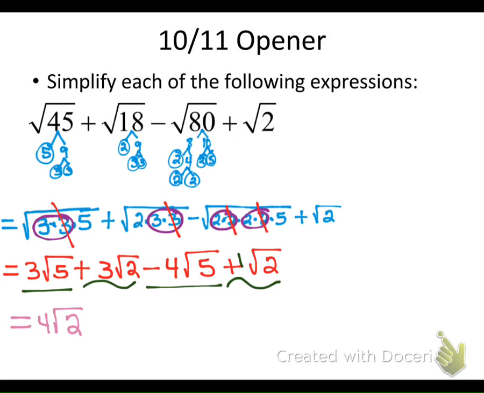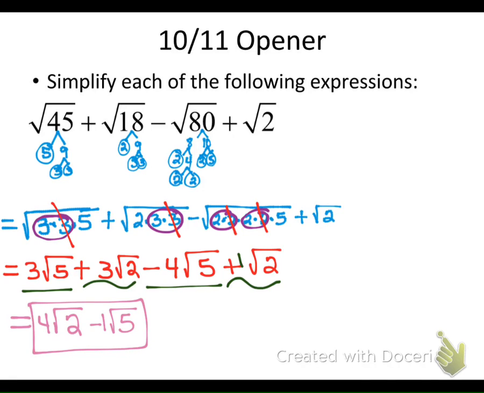Now, I have 3 square root 5 minus 4 square root 5. So you're going to combine your coefficients here. So what's 3 minus 4? Negative 1. And then what's my radicand? Square root 5.